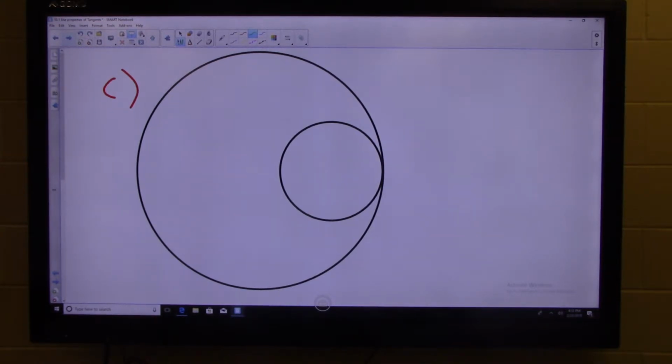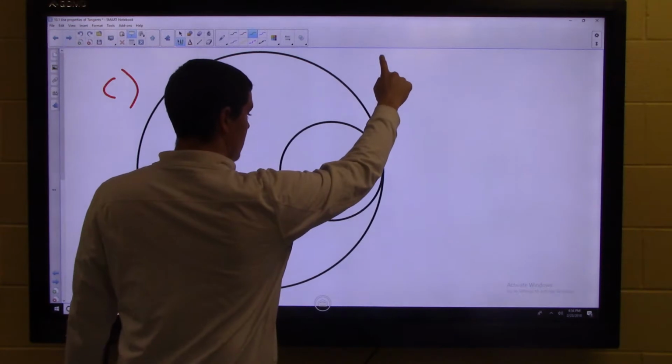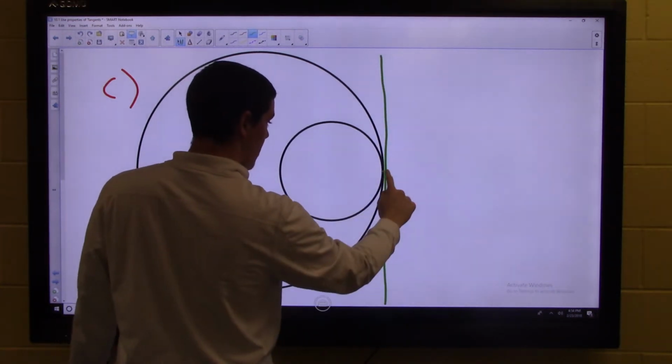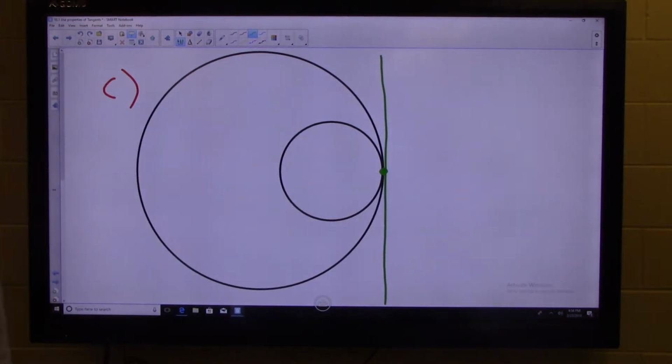And last one. How many can we draw here? Some people might have said 0. The answer is 1. That's going to be tangent to both of them, isn't it? All right, so there you go. Those are those 3 examples.